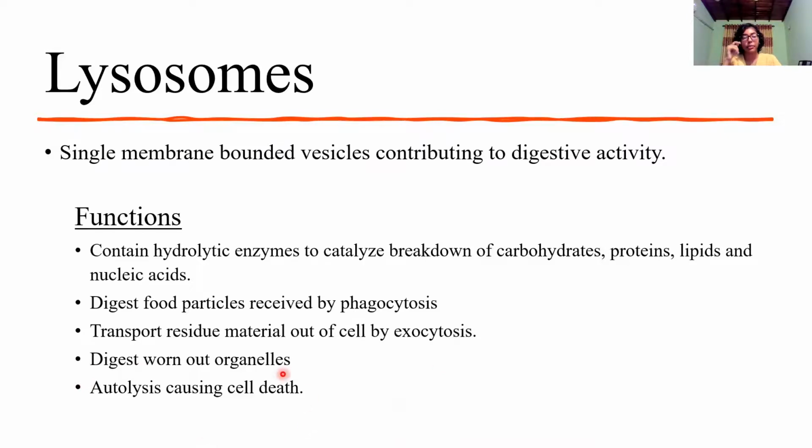Autolysis causing cell death. They can also cause cell death, they destroy themselves when they are matured, or when they are dead. They do this autolysis, so they cause cell death. So these are the functions. Especially we should remember that they have digestive enzymes, so they digest everything. They digest organelles, they digest themselves, they digest food particles which are going to enter the cell via phagocytosis, and after those are digested, the remains will be exocytosed. So this is the function of lysosomes.